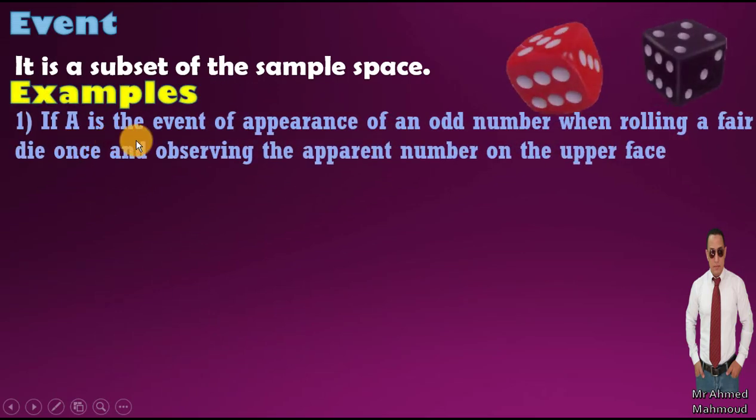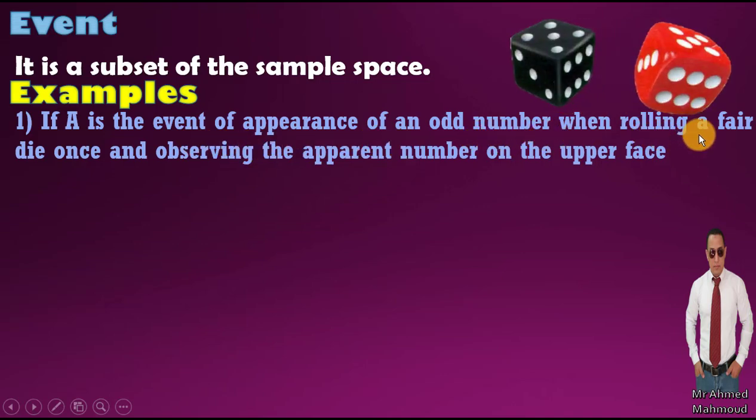If A is the event of appearance of an odd number when rolling a fair die once and observing the number on the upper face, the sample space includes the numbers 1, 2, 3, 4, 5, and 6, all the outcomes. But here I have an event, its name is A. A means the appearance of an odd number. Then A includes 1, 3, or 5. Again, A equals 1, 3, or 5.